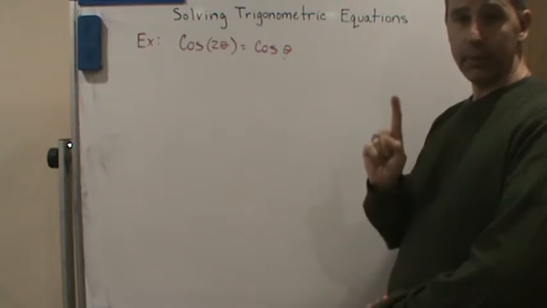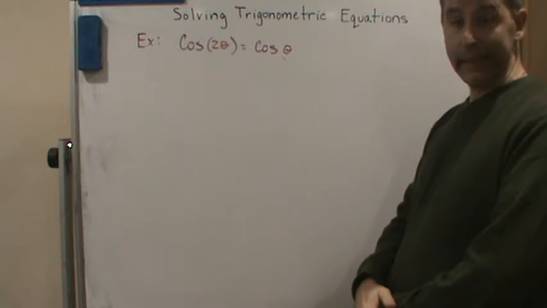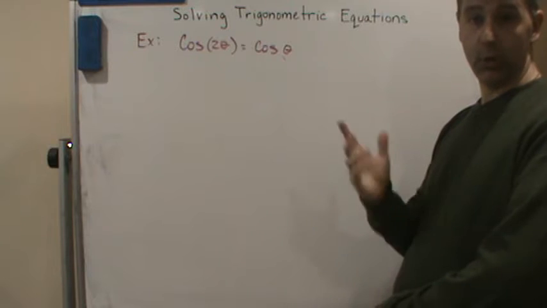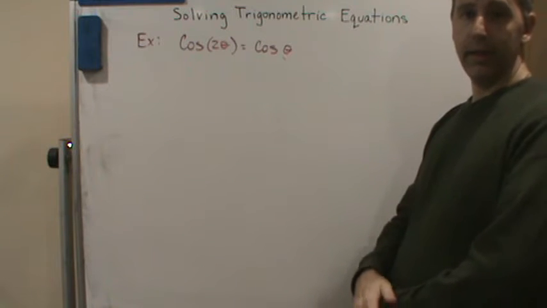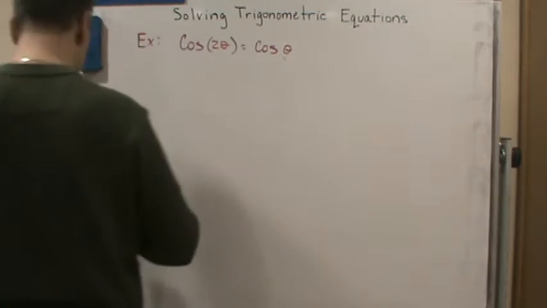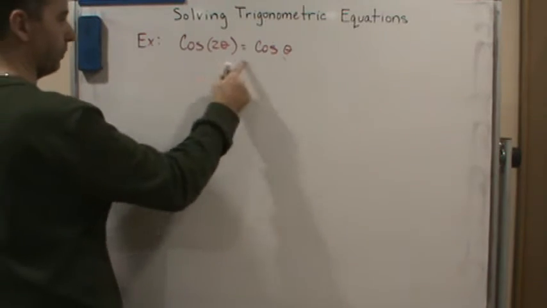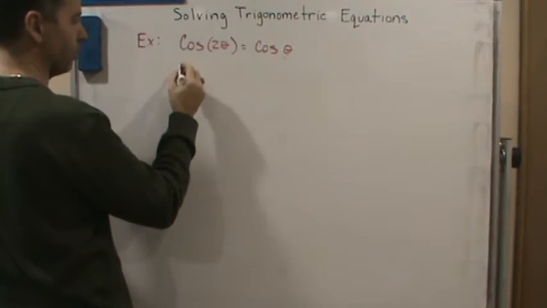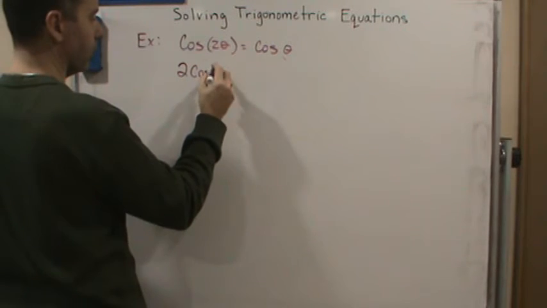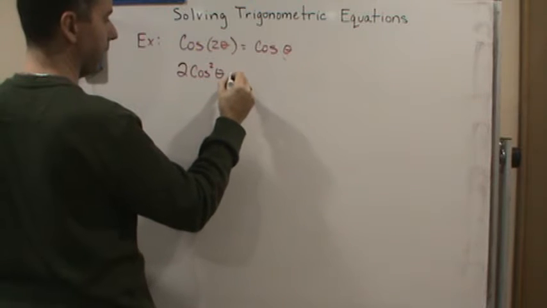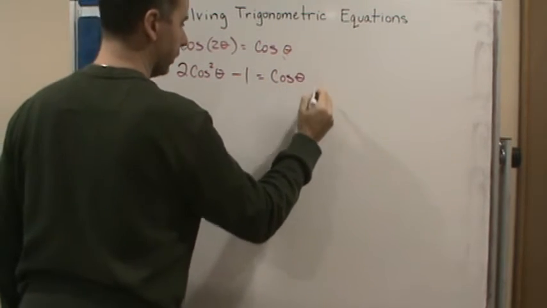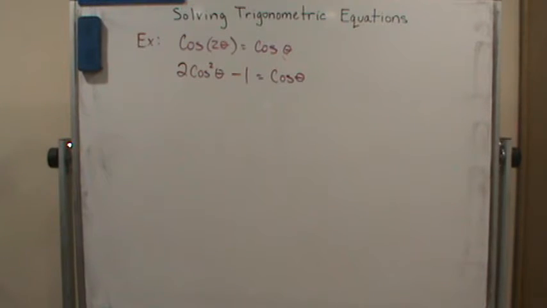So that only leaves me one of the 3 identities that I can use for cosine 2 theta. And it's the one that just has cosine squared theta in it. And so what I'm going to do is replace this with what it's equal to, which is going to be 2 cosine squared theta minus 1 is equal to cosine theta.